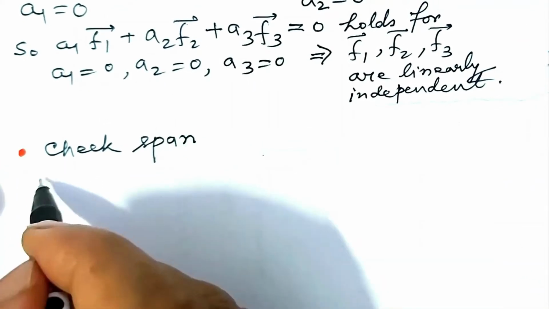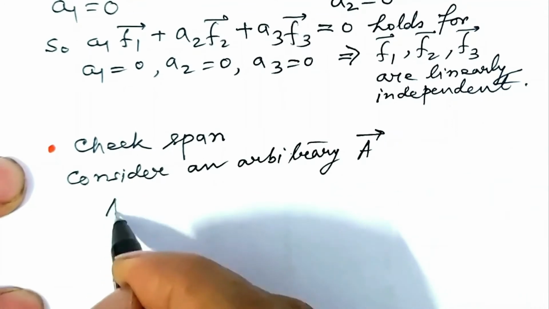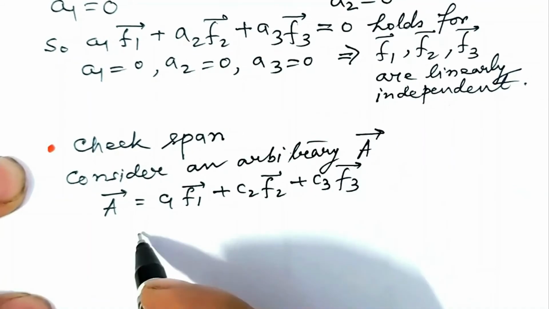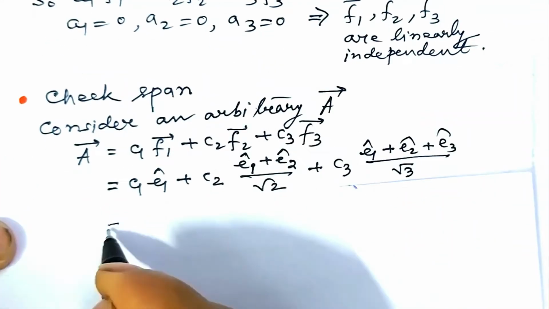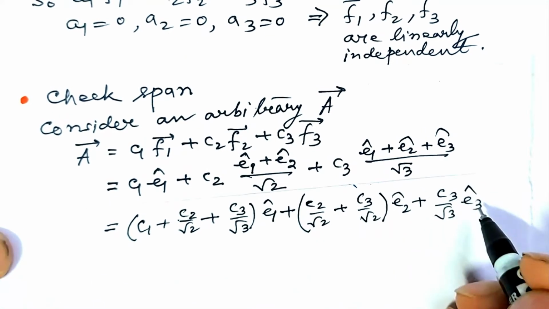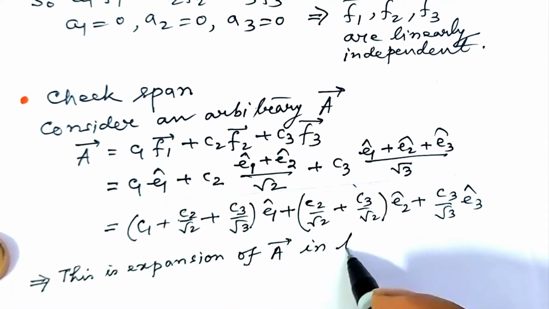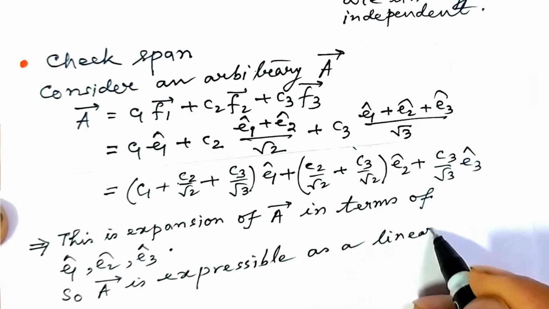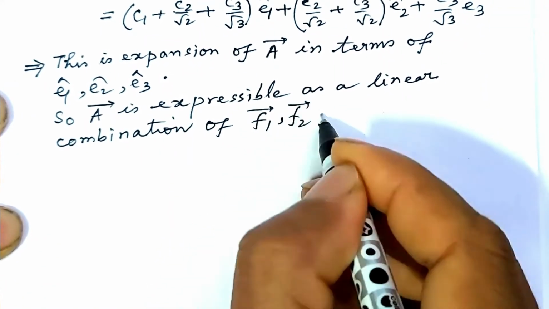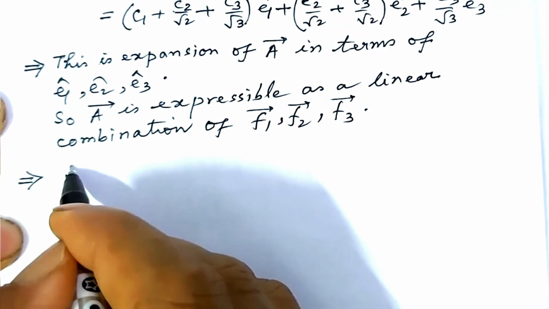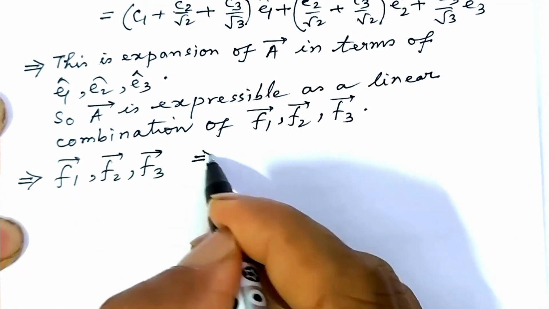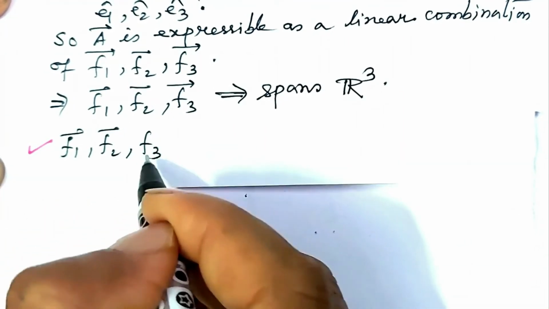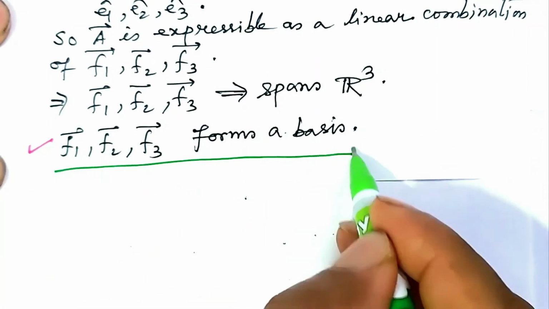Next, check span. Consider an arbitrary vector A expressible in terms of vectors f1, vector f2 and vector f3. Replacing them with their values, we end up with, this is expansion of vector A in terms of e1 cap, e2 cap, e3 cap. So vector A is expressible as a linear combination of the vectors f1, f2, f3. This means that vector f1, vector f2, vector f3 span R3. So we conclude that the vectors f1, f2, f3 form a basis of R3.